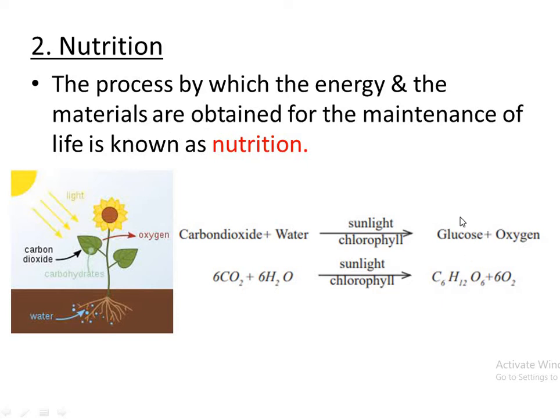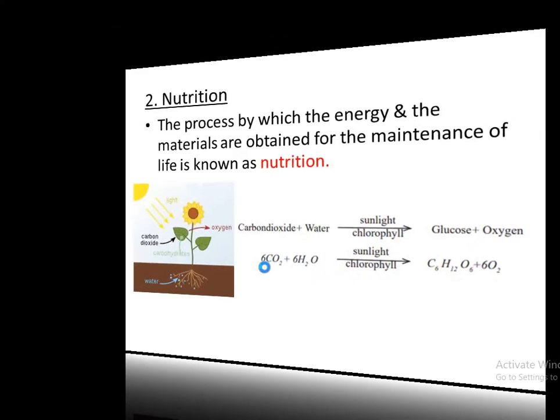So energy is obtained by using glucose. When glucose enters our cell, cellular respiration will take place and then ATP will be produced, which we will be talking about when we go further in this lesson. So this is your word equation, and below you can see the chemical equation with the symbols. 6CO2 plus 6H2O, sunlight and chlorophyll, arrow, and you write sunlight and chlorophyll on either side of the arrow, C6H12O6, 6O2. So these two are very important to remember.